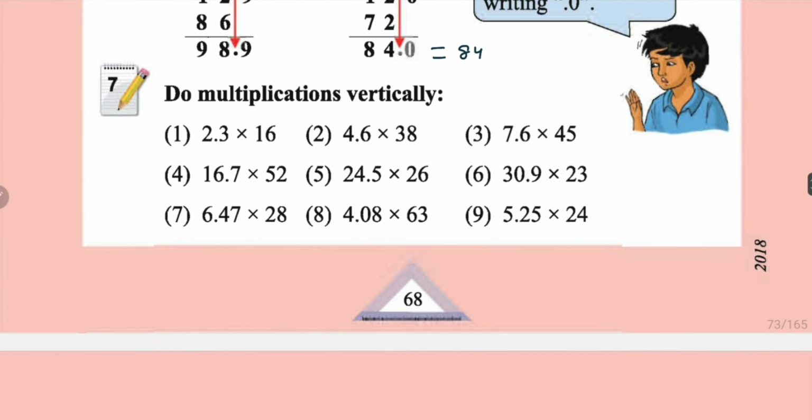Okay, let me do it for 1 or 2. Which one? First one. 2.3 into 16. 6 3s are 18, 1. 6 2s are 12, 12 plus 1, 13. 1 3 is 3, 1 2 is 2, 8, 6, 3. So 36.8. This is 36.8.